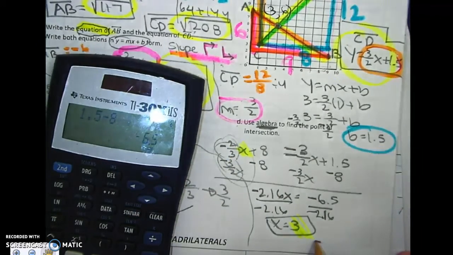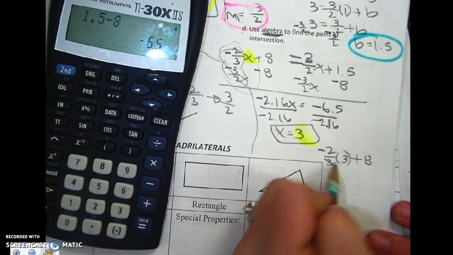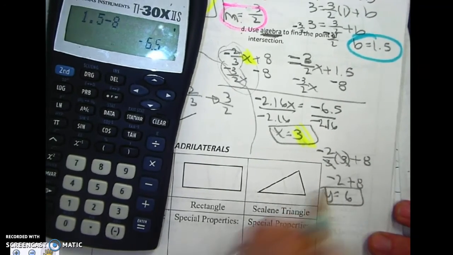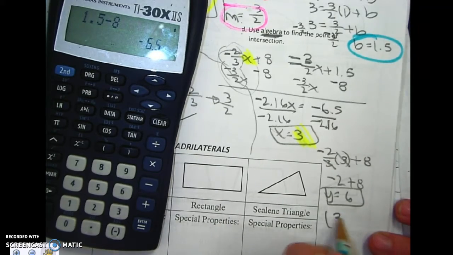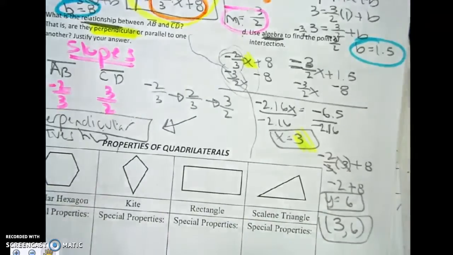Now I can take the 3, plug it back in. I'm going to do that. Negative 2 over 3 times 3 plus 8. Sorry, I'll lift that up. Negative 2 plus 8 is 6. y equals 6. 3, 6. That was a good one. This is a good workout.